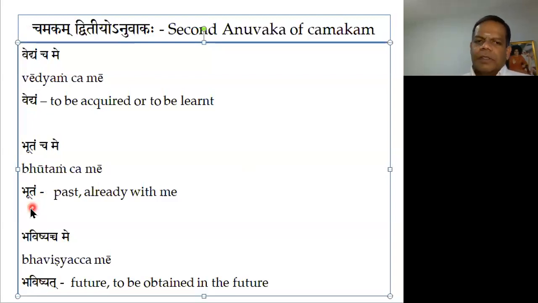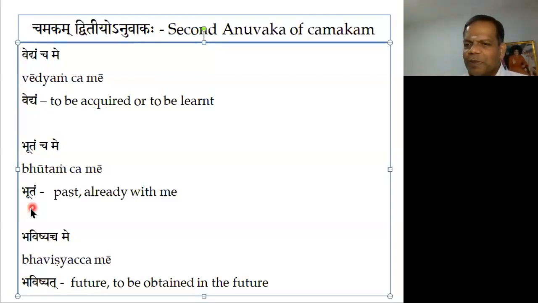Bhuta means whatever is past, whatever is already with me, whatever has happened, all that comes under bhuta. Bhuta means past. So let all the past be also beneficial. It's a very interesting mantra, because most times the past bothers us a lot. Especially if something bad has happened in the past, we can never forget. We will always dwell on it. So we're asking, whatever has passed, let it be also beneficial.